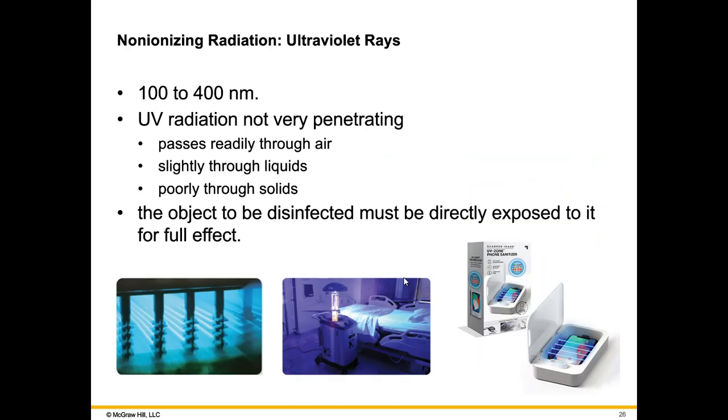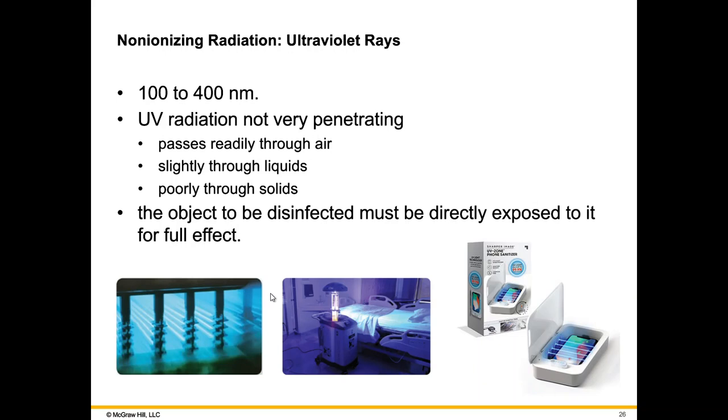So let's start with ultraviolet rays. These are going to range from about 100 to 400 nanometers. It's not very penetrating. It passes readily through air, but not so much through liquids, and definitely poorly through solids. Thank God, because then if you went out in the sun, you would get a sunburn on the inside of you, which sounds very, very, very painful. But since it only really penetrates through the air very easily, it basically hits our skin, and that's where it stops. So UV radiation, not very penetrating.